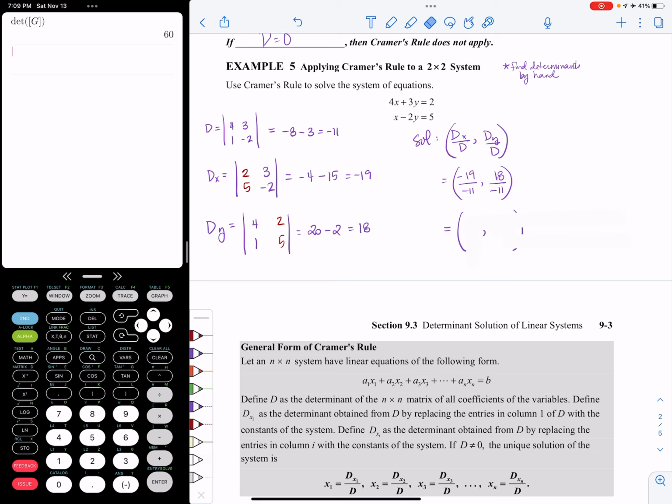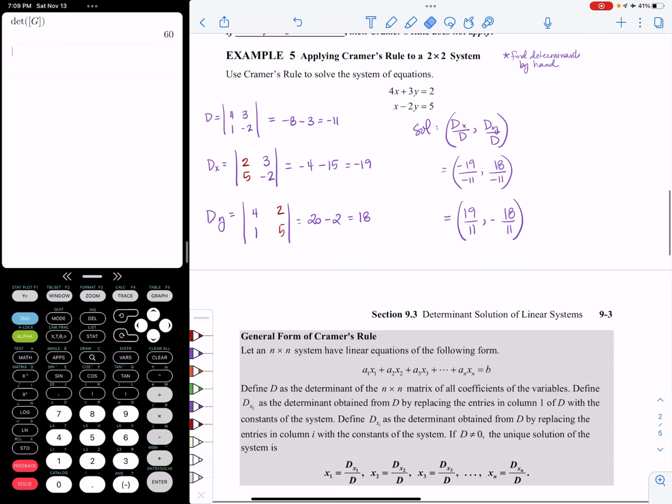The only cleanup to do is those negatives on the x values. And so the x value will be positive. So we have 19 elevenths and negative 18 elevenths. You could check your work by going back to the calculator and trying reduced row echelon form. You could also use substitution or elimination to check your work on these.